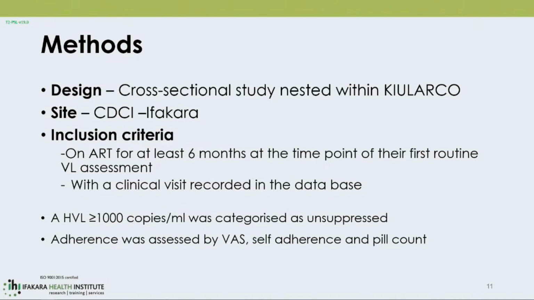It was cross-sectional, nested within the Kiulako cohort at the CDCI, where we included adolescents who had been on treatment for at least 6 months at the time point of their first viral load assessment, and with a clinical visit recorded. Definitions were in accordance with the national guidelines, where viral load above 1,000 was considered unsuppressed, and adherence was assessed by visual analog scale, self-reported adherence, and pill count.